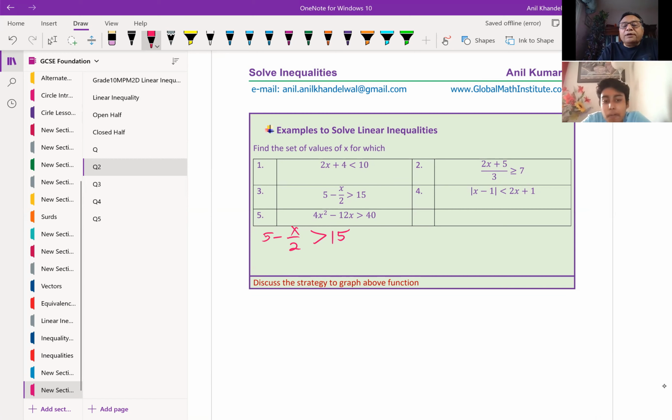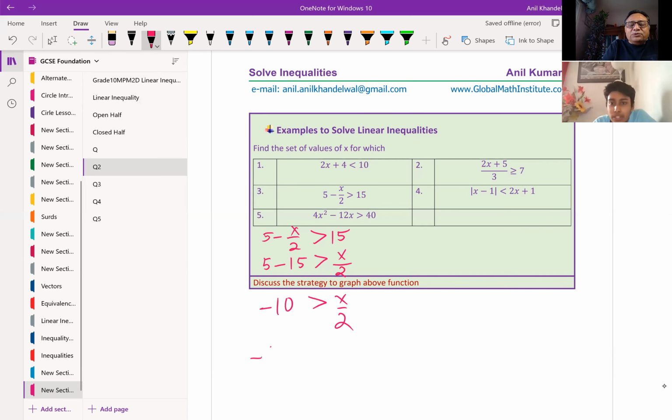Okay. Or you could take x by 2 to the other side. So you get 5 minus 15 greater than x by 2. This is a better step, right? You isolate the variable and take x by 2 on the right-hand side so that it becomes positive. Otherwise, when you multiply or divide by a negative number, you have to change the sign. So the better step is to keep the variable positive as we have done here. So now we know minus 10 is greater than x by 2, and now you can multiply by 2 on both sides, correct?